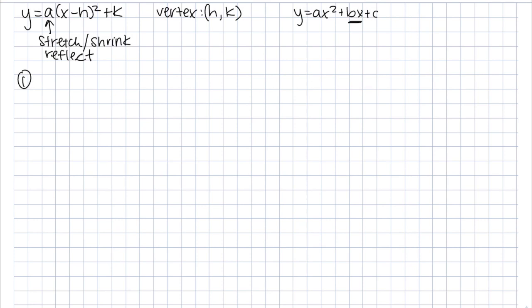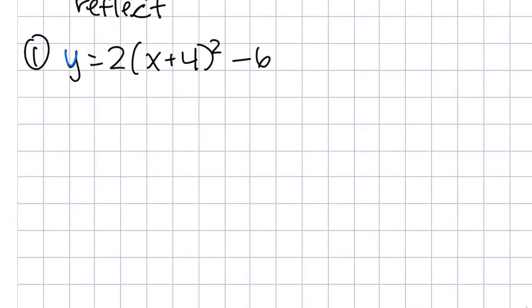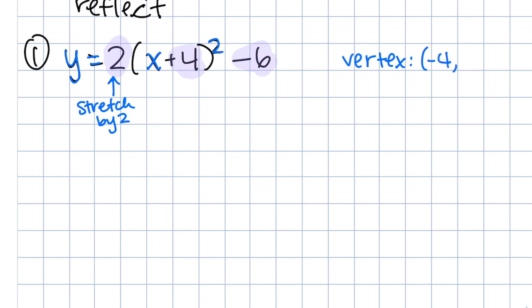Alright, so our first example is going to be y equals 2 times (x plus 4) quantity squared minus 6. So we want to come and say, okay, well my parent function is y equals x squared. So I have three different things that are changing my parent function. So first I'm going to look and say, okay, well I'm stretching it by 2. I'm not reflecting it because it's positive. And then I can easily identify that my vertex is -4, -6.